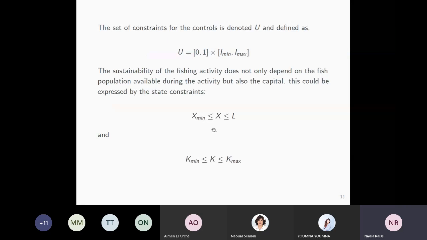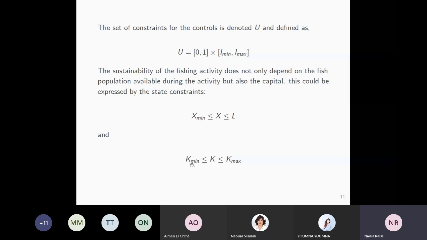The sustainability of the activity does not only depend on the fish population, but also on the capital. So X should always be bigger than X minimum, where X minimum is the minimum value capable of rebuilding the stock if somehow we reach it. And L is the current capacity, and capital should always be above K minimum, somehow equal to 0 if you want, and below K maximum, which is the maximum capital available for the fishing activity.